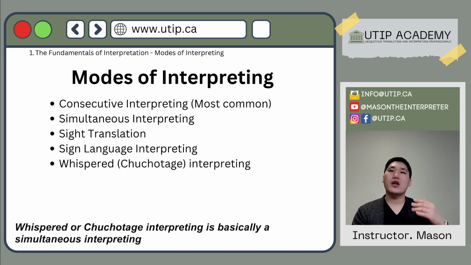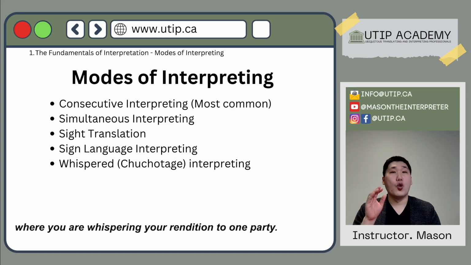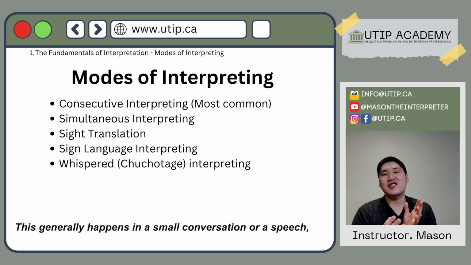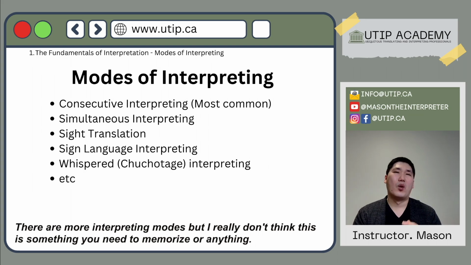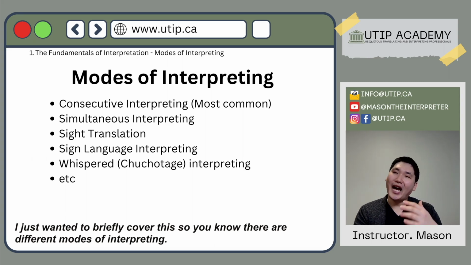Whispered or chuchotage interpreting is basically a simultaneous interpreting where you are whispering your rendition to one party. This generally happens in a small conversation or a speech where you do not want to interrupt the speaker whom you're interpreting. There are more interpreting modes, but I really don't think this is something you need to memorize or anything. I just wanted to briefly cover this so you know there are different modes of interpreting.